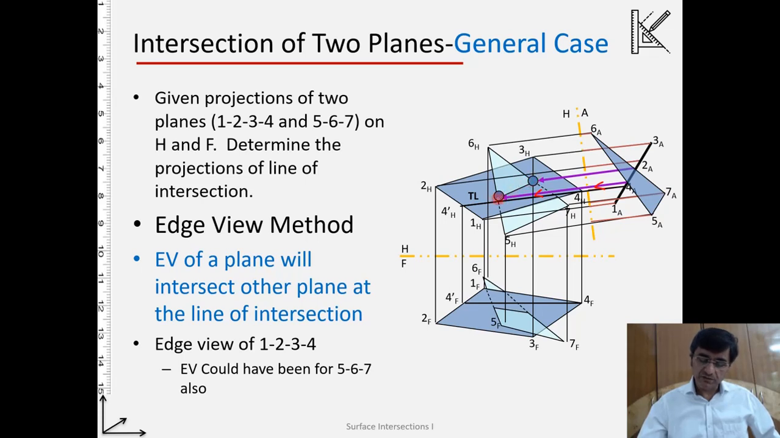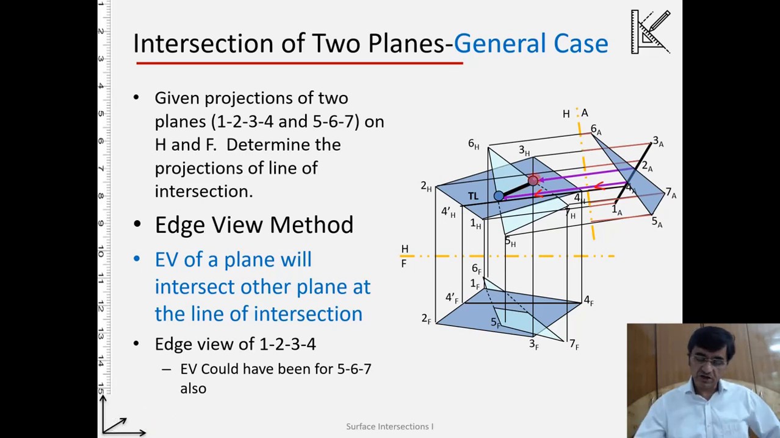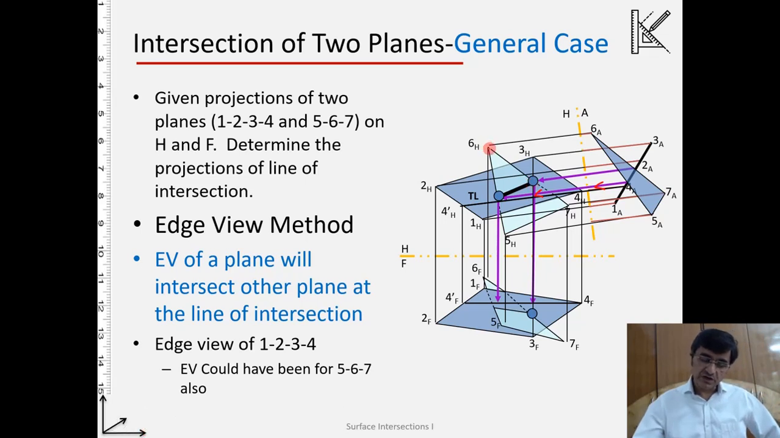If I join them, I will have the line of intersection. I should say rather the line of intersection, because there are two planes. So that's the line of intersection. From here I can transfer this line of intersection also to the frontal, because this point is located on 6, 7 and here this point is located on 6, 5.